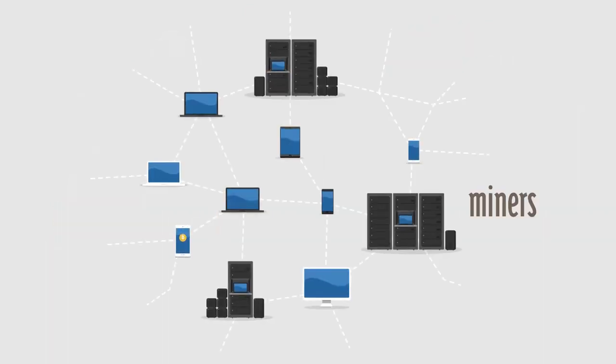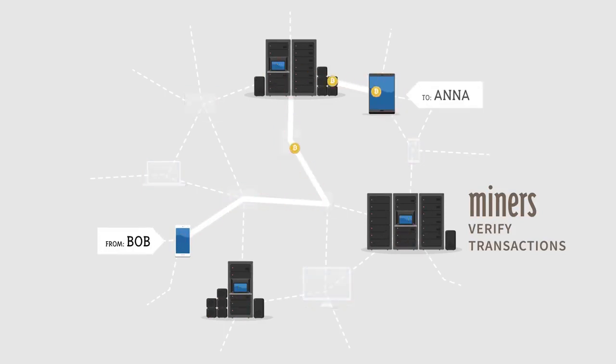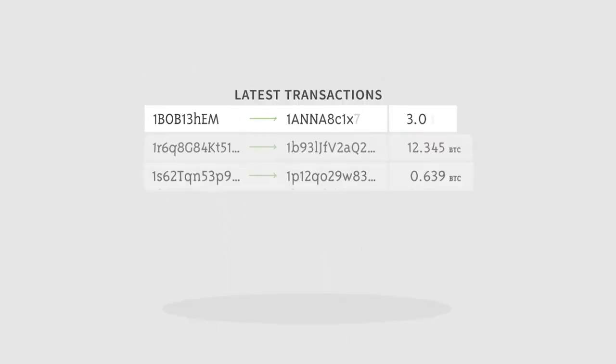The Bitcoin network is secured by individuals called miners. Miners are rewarded newly generated Bitcoins for verifying transactions. After transactions are verified, they are recorded in a transparent public ledger.